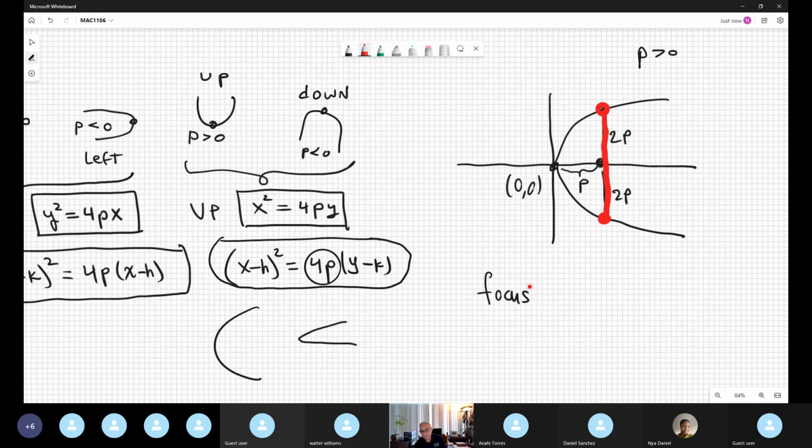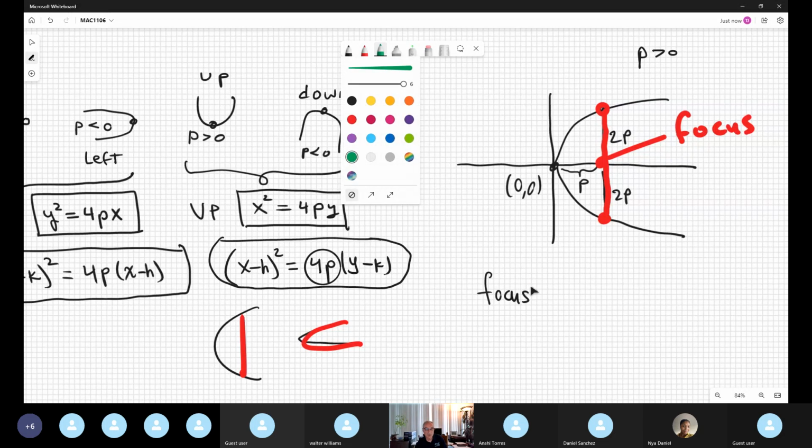connecting, so passing through the focus. This is the focus. And connecting with the parabola. If p is a small number, then our parabola is narrow. If p is a bigger number, then this focal diameter is a big segment. Okay? And that's it.